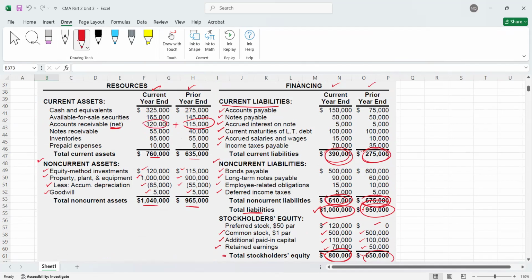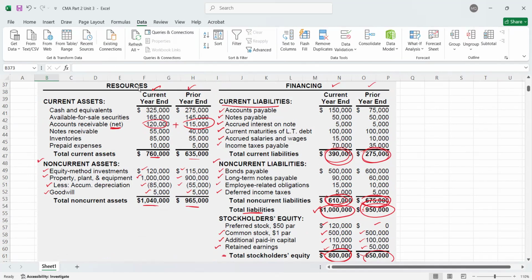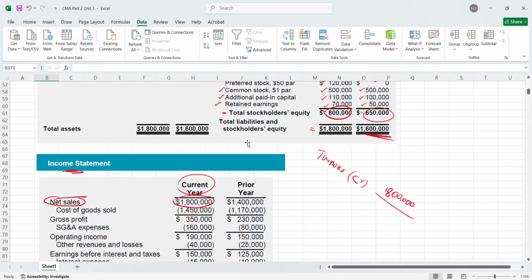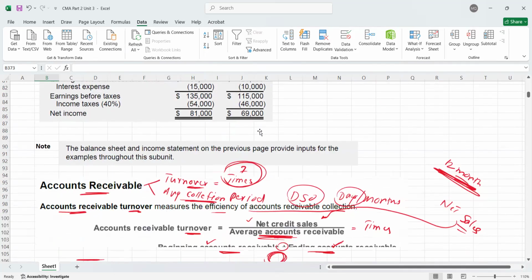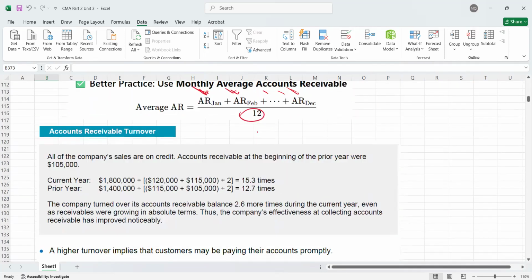We add these two figures and divide by two, opening and closing. The opening figure was 115,000 plus the closing figure of 120,000, divided by 2. This will give you the average. If you solve credit sales divided by the average figure, the answer will be in times, and this answer is going to be 15.3 times. Now, what does this 15.3 times mean? I already told you. It means in the current year, we converted our receivables into cash 15.3 times.